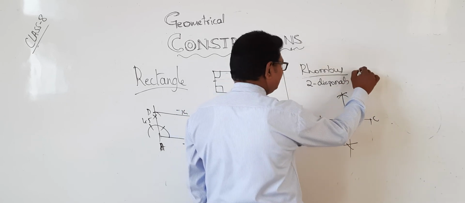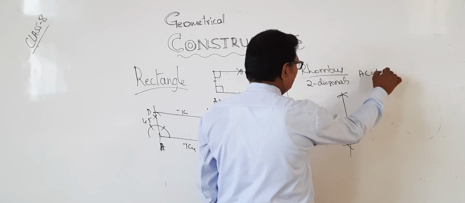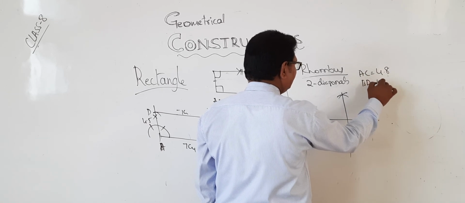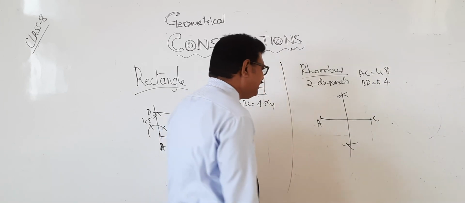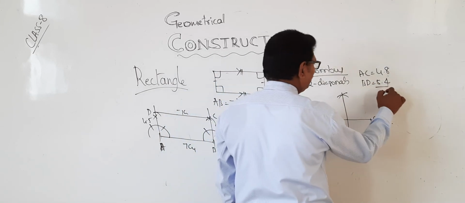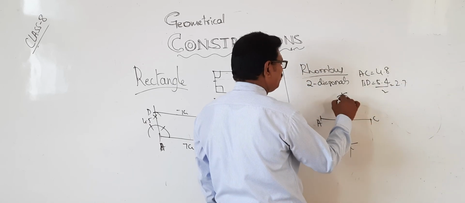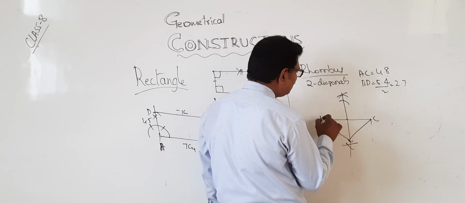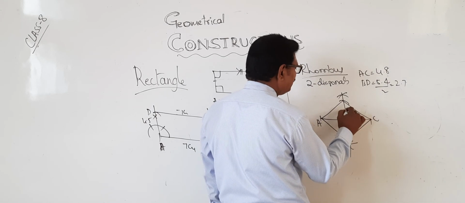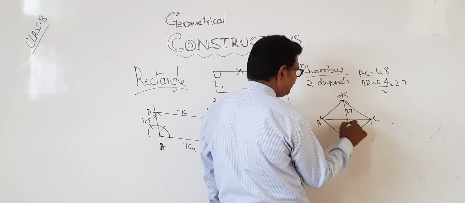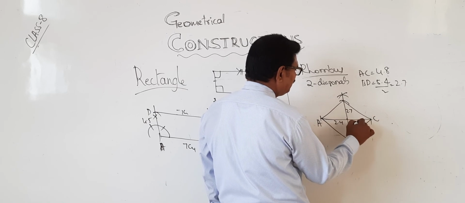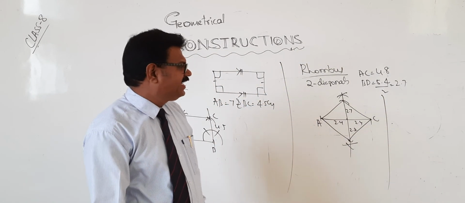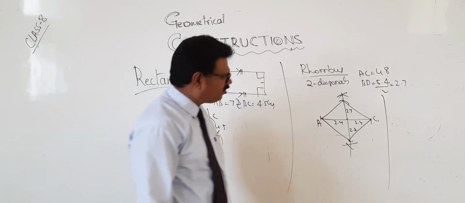For example, AC is 4.8 centimeters and BD is 5.4 centimeters. Very simple. Divide by 2, you get 2.7 from here, 2.7 from here. Now join this. So this is our rhombus. 2.7, 2.7, 2.4, 2.4.